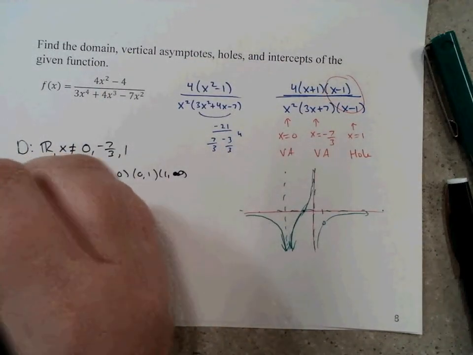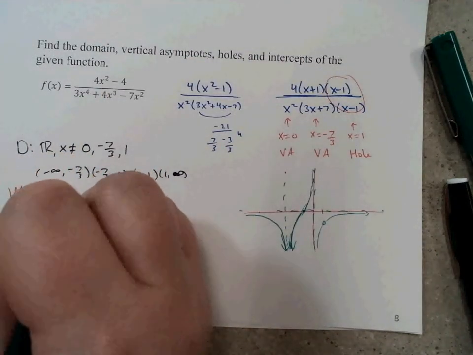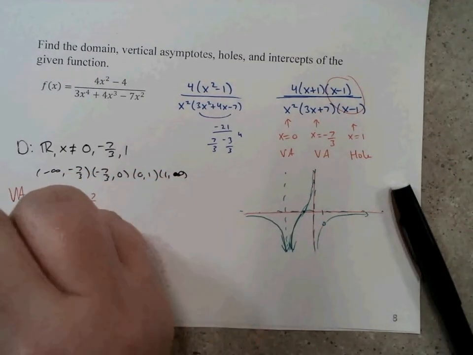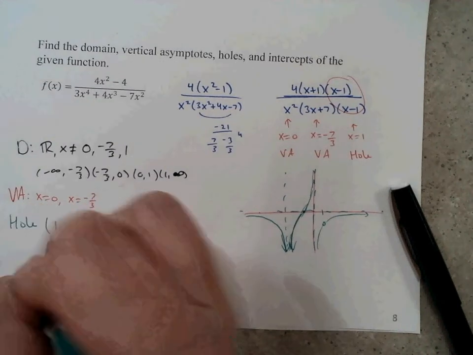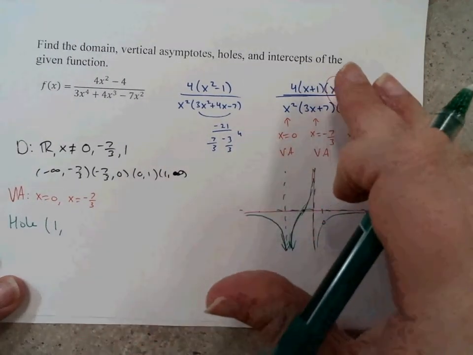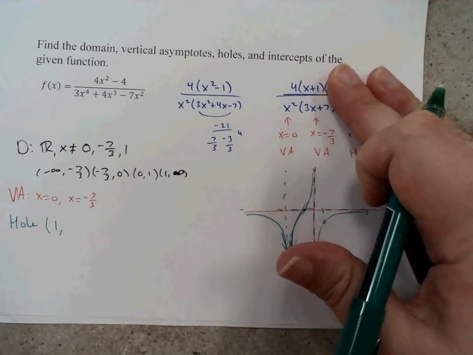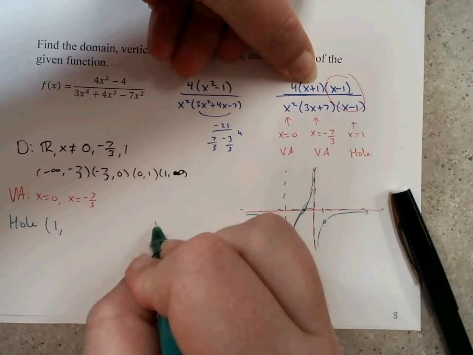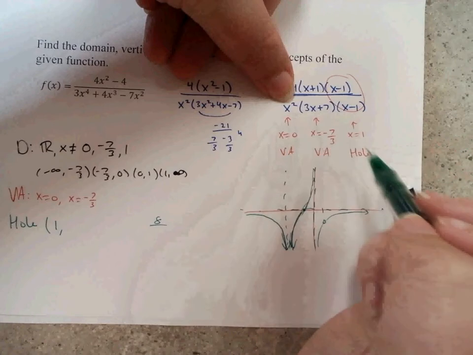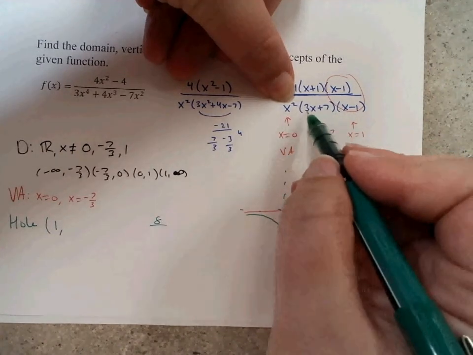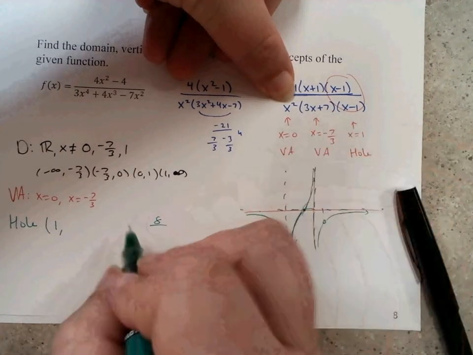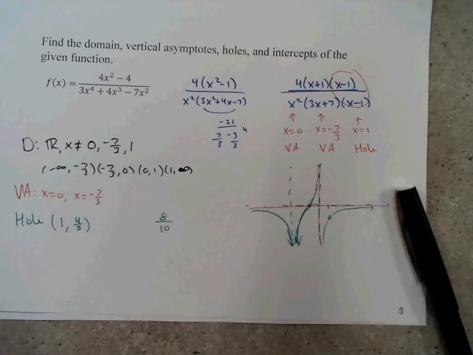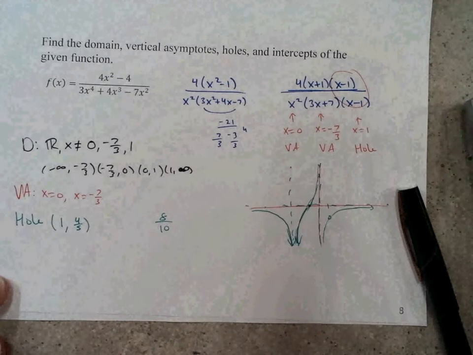And vertical asymptotes. So vertical asymptotes at x equals 0 and x equals -7/3. Hole in the graph at 1 comma. So we're going to cover that up and plug in 1 into everything else. 4 times 1 plus 1, so 4 times 2, that's 8. Plugging in 1, I get 1, and I get 3, so 10. So I get 4/5. Okay?